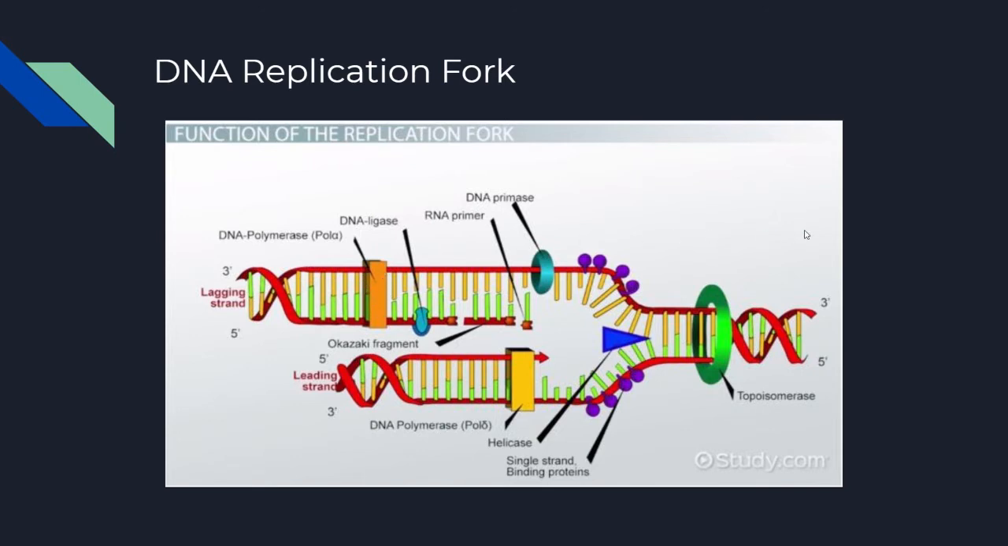Now on the lagging strand specifically, there are Okazaki fragments and DNA ligase, which help create new strands for the lagging strand, because it's different from the leading strand in that the opposite base pairs are being added, so it has to be added in a different manner than the leading strand. Hence it's the lagging strand, because it's slower.